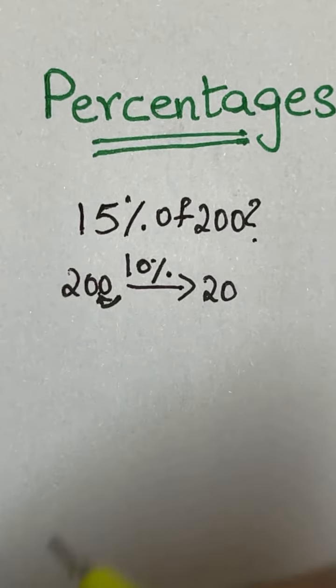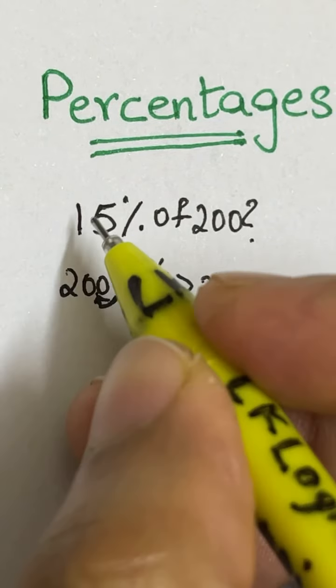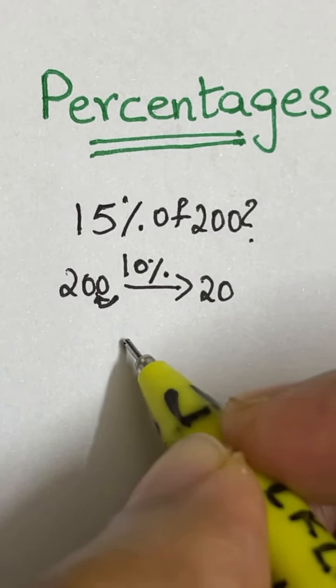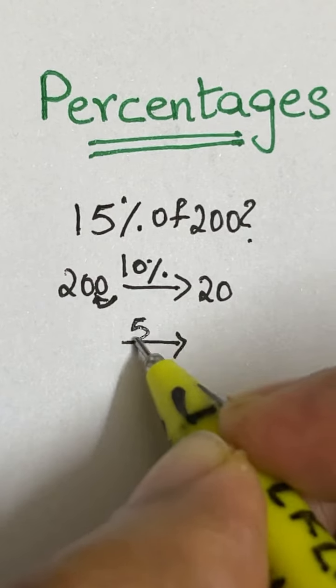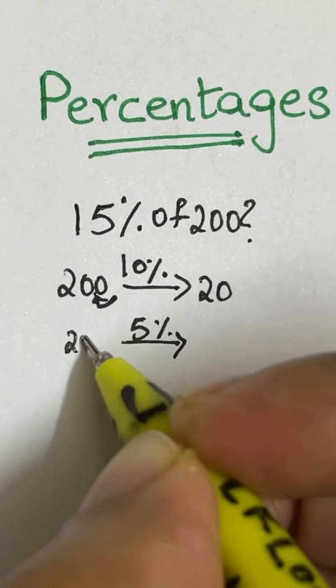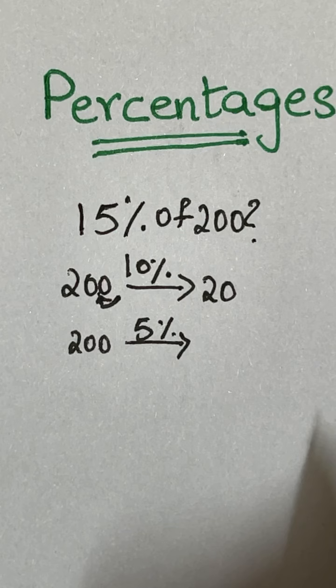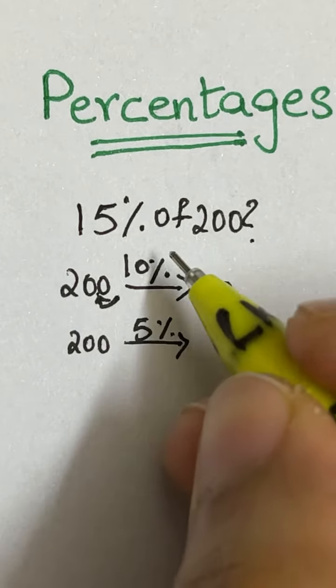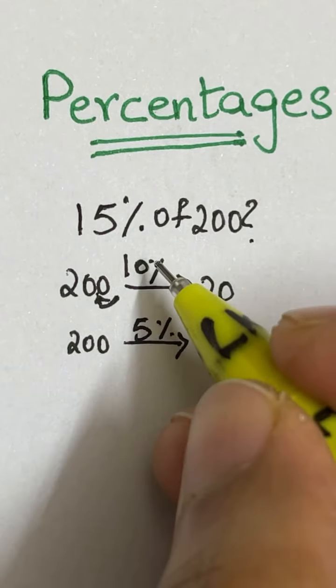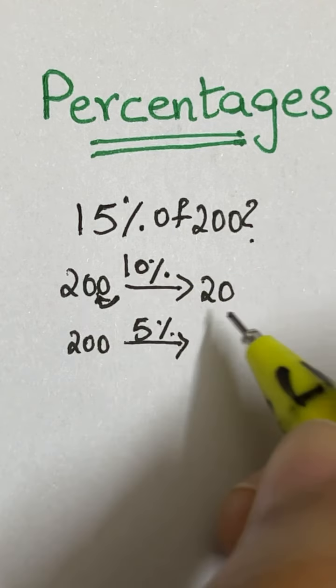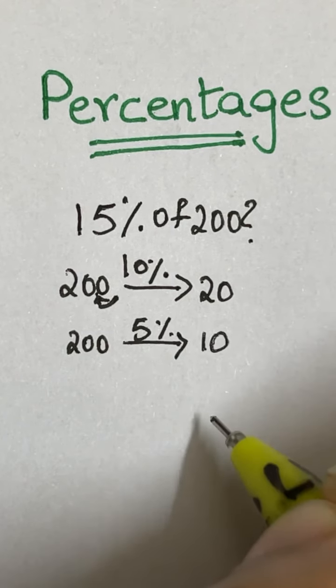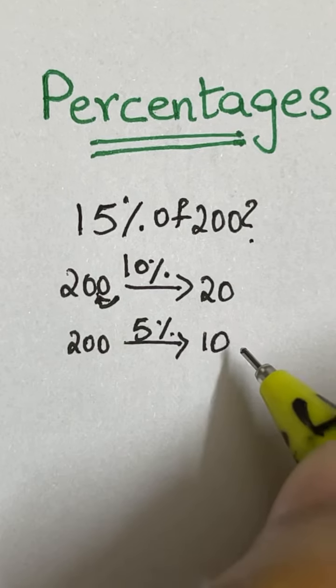All right, then next, what are we going to find out? We need 15%, so we need to find out 5% more. So that's 5%. What is 5% of 200? So 5% of 200 is just half of 10%. 5 is half of 10. So half of 20 is 10. So 5% of 200 is 10.